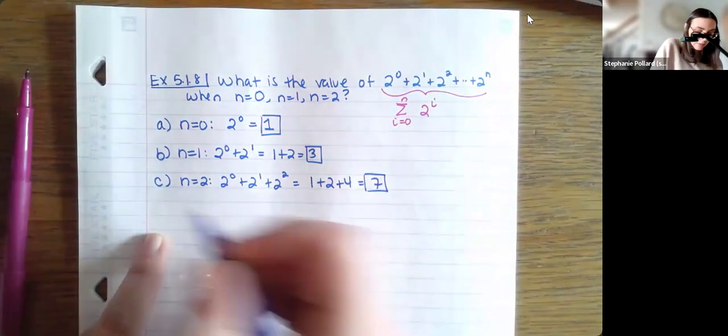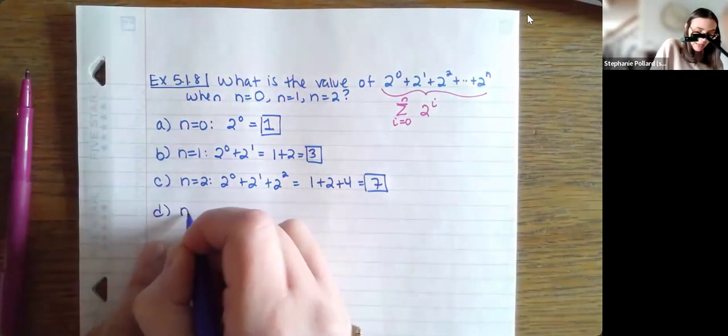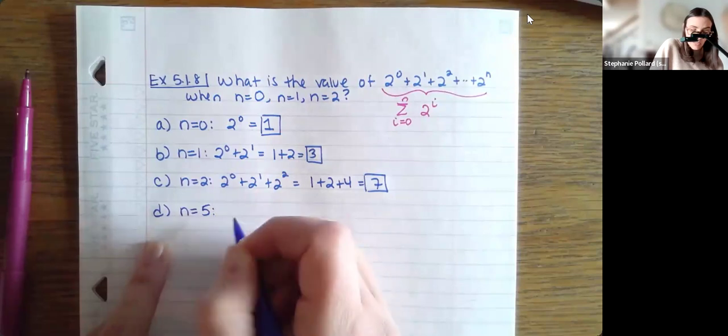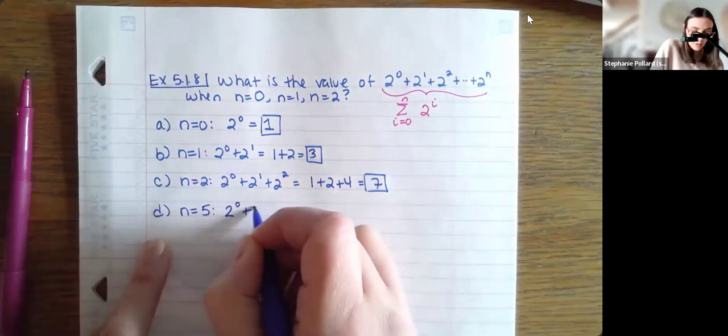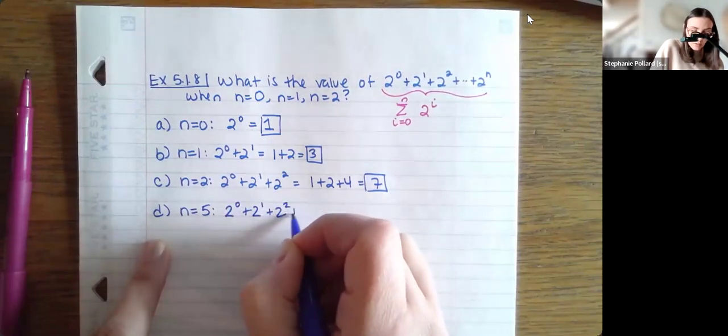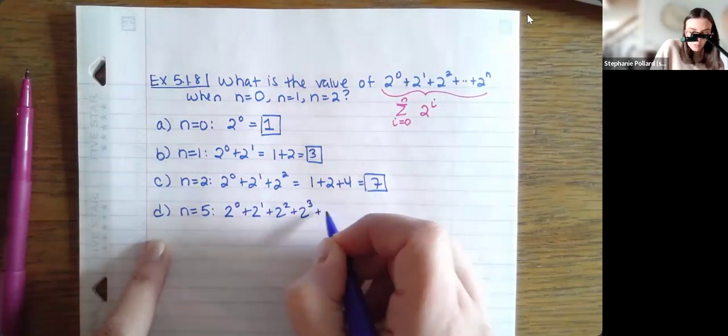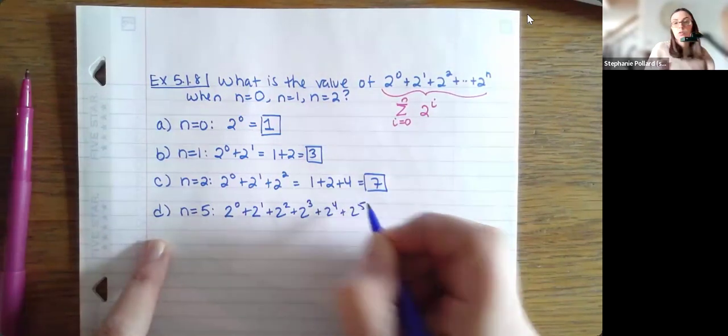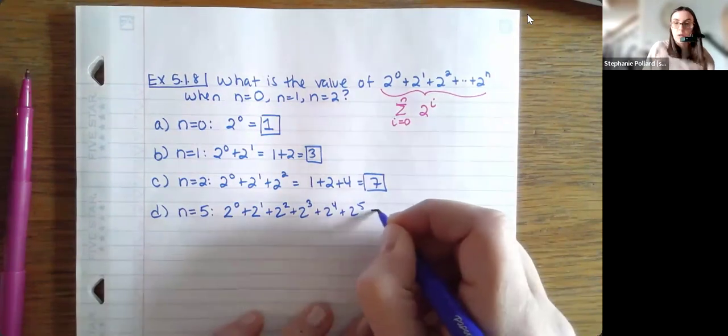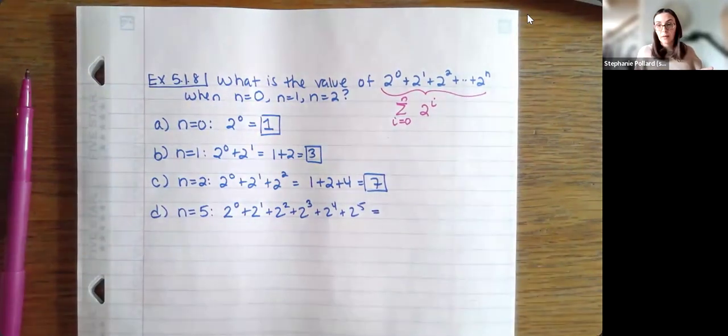And it didn't ask here, but again, you could really pick any n. I could do n equals 5, in which case I would add 2 to the 0, 2 to the first, 2 squared, 2 cubed, 2 to the 4, and then I would stop at 2 to the 5th. And I'll skip this, but you can just use your calculator and find the answer there.